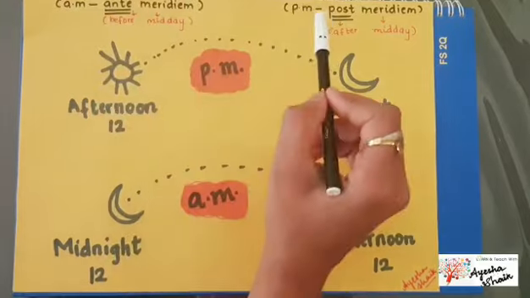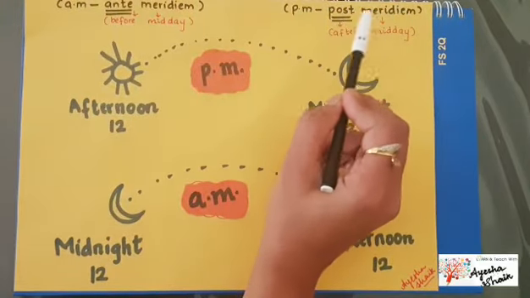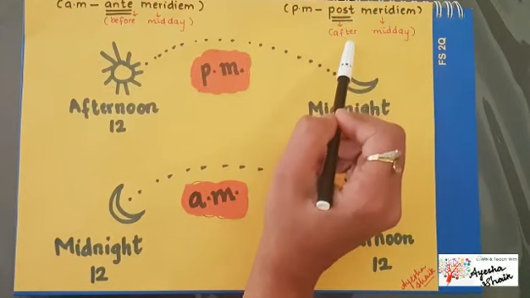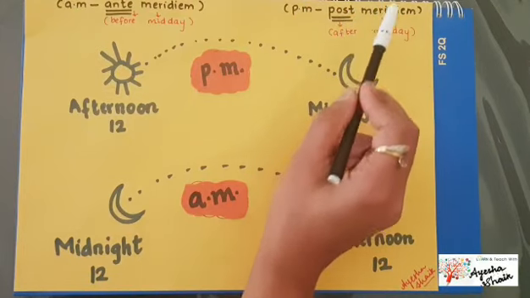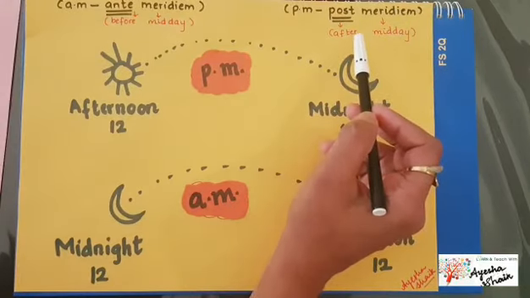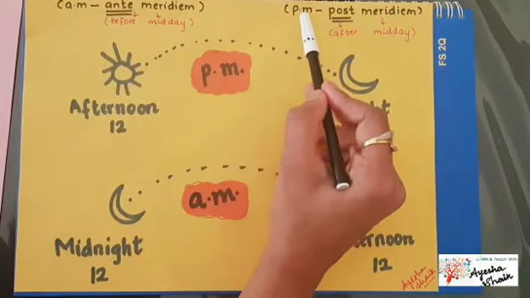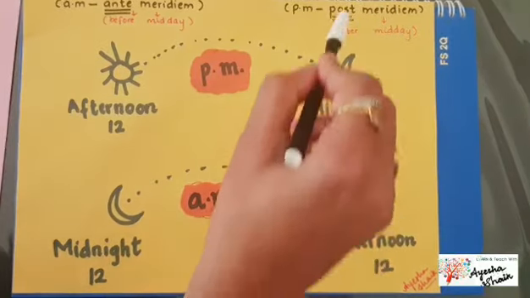All right, so how about PM? What's the full form of that? That's post meridian. Post means after, later, and meridian means midday. So you can also say this as after noon 12 o'clock onwards, it's called PM. So that was method one and method two.